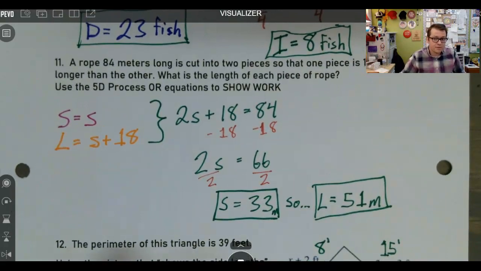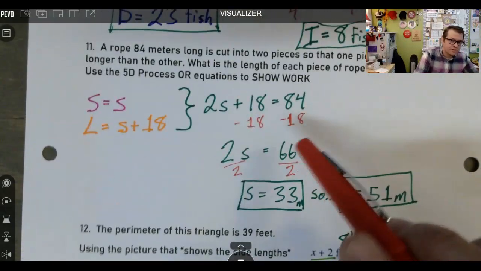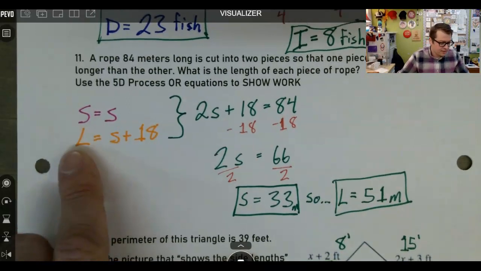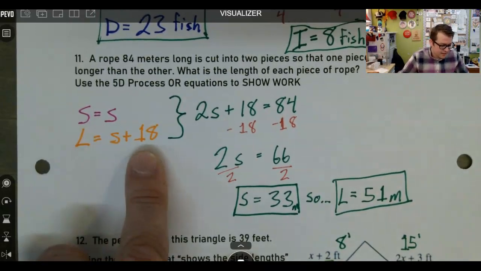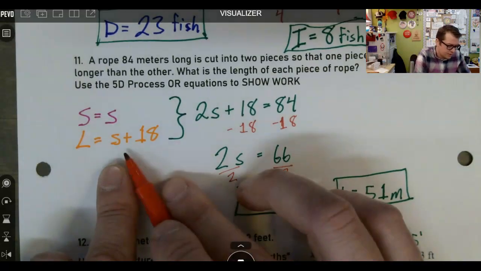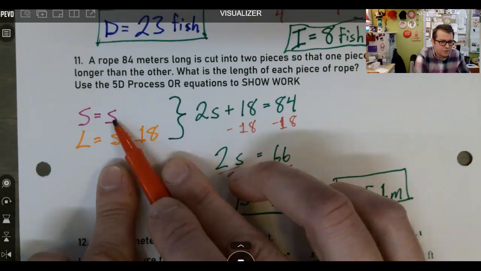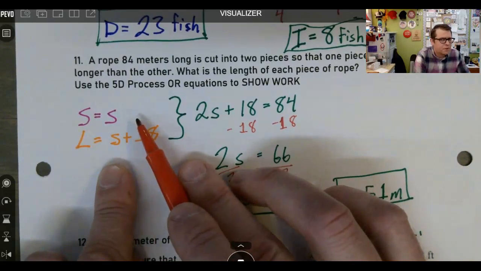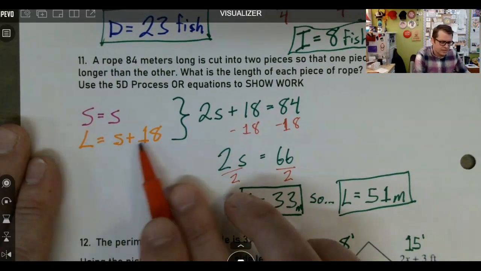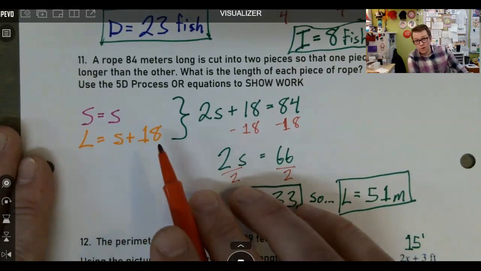Same sort of process with 11, which is kind of why I do my tests like this. If you struggled on 10, you could have skipped it and moved on to 11. So on 11, we only have 2 pieces of rope, a shorter piece and a longer piece. The longer piece is 18 more than the other one, 18 more than the shorter. Now you also could have said that the shorter is 18 less than the longer, but you don't want to say both. You only want to use one of those statements, one is 18 more or one is 18 less.